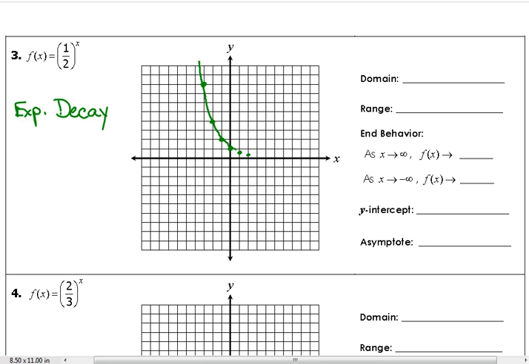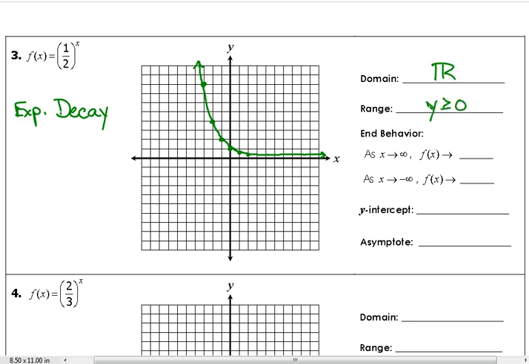Okay, so we can fill in our graph right here. So same shape, just flipped around. The domain is still all real numbers. Has the range changed? Have our y values changed? Not really, they're just flipped around. We still don't get any negative y values.